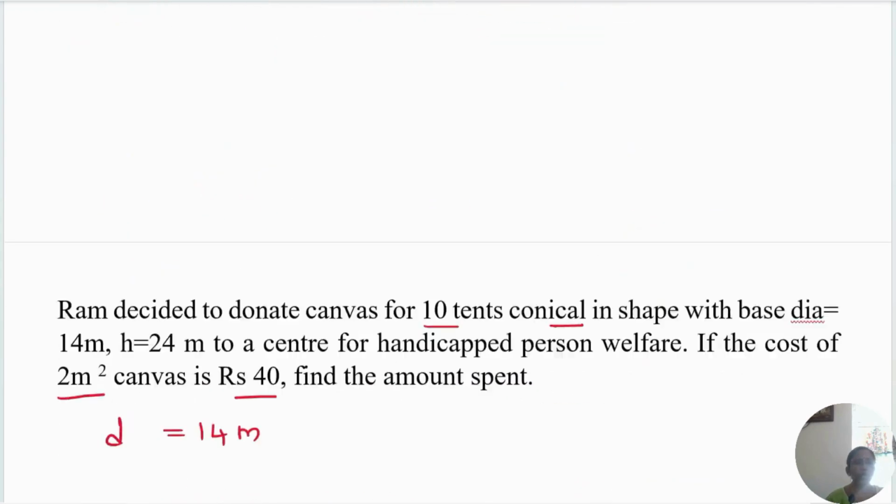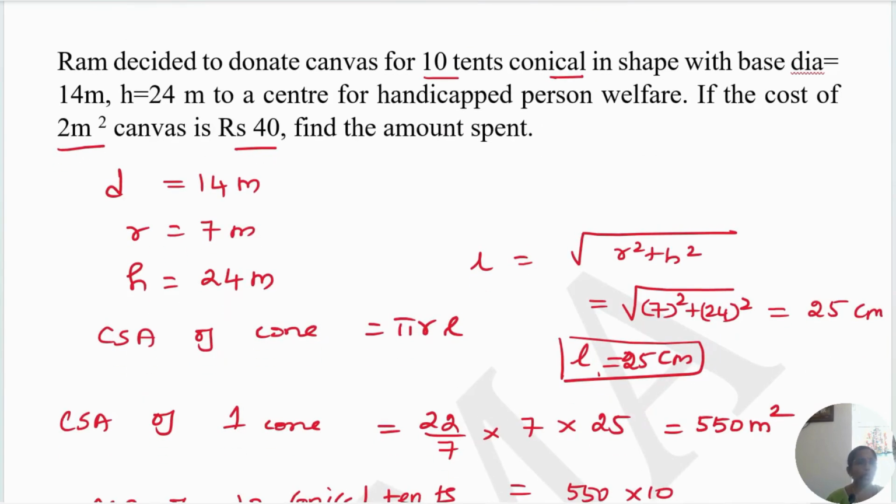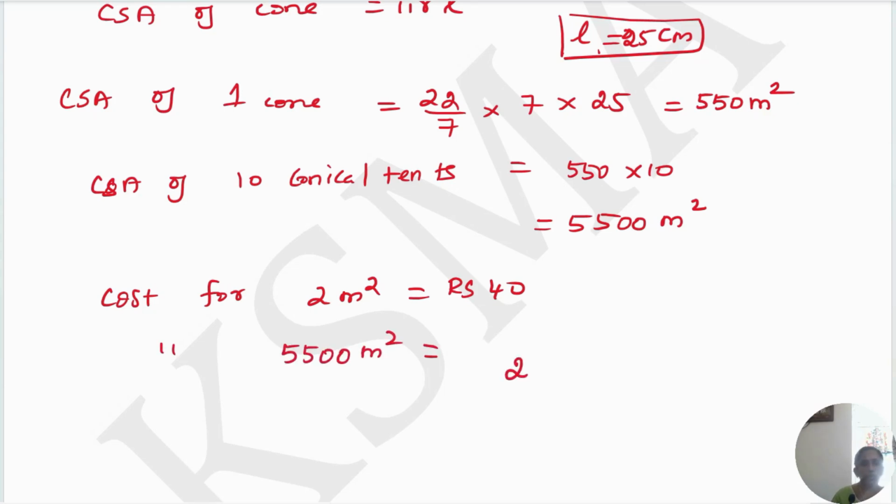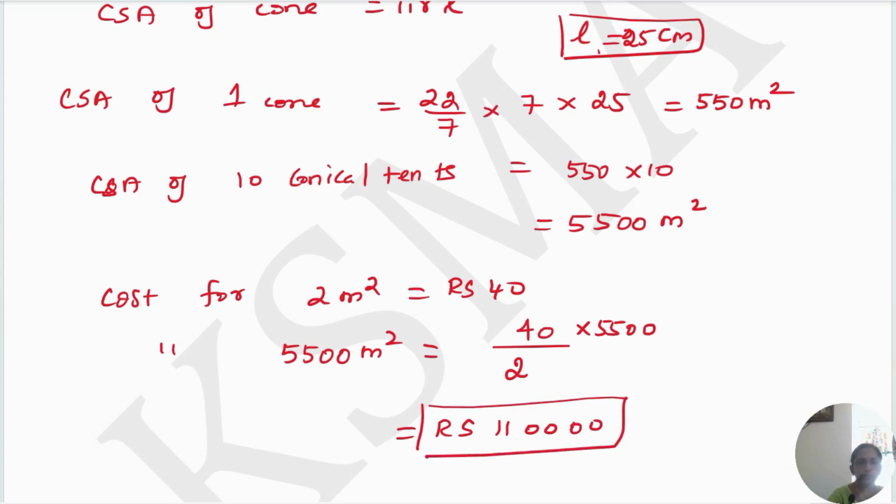And what is our cost calculation? 2 meter square canvas is rupees 40. So for cost calculation, cost for 2 meter square is rupees 40 and cost for 5500 meter square, you have to calculate. So for 2 meters it is 40 and for 5500 you have to calculate. So this is 110000. So this is the amount spent.